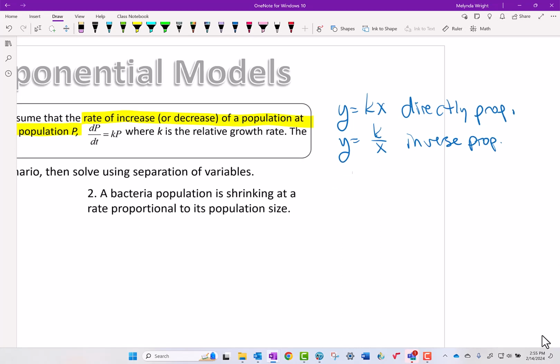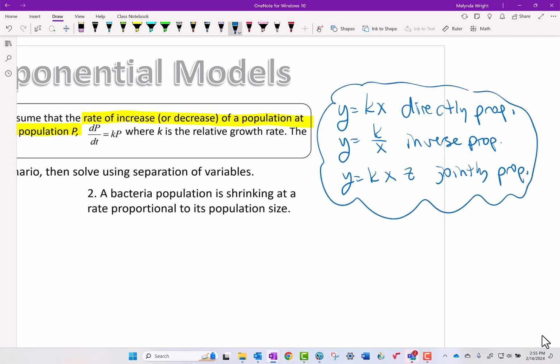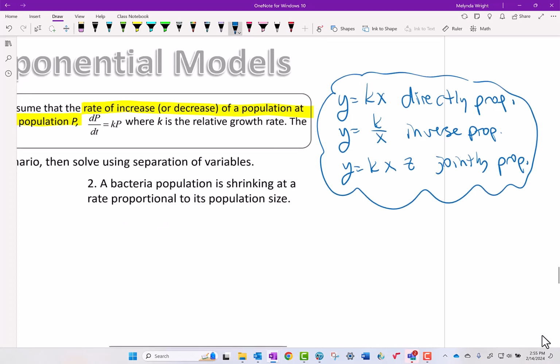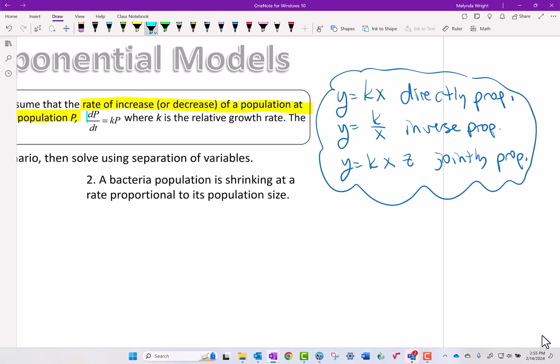Remember that one, which would be like two things multiplying, like x times z or something. This is jointly proportional. So these concepts are what we're building off of with exponential models. Many of the ones we're going to do have direct proportionality. They're directly proportional. And these are formulas we have to memorize. I know you're really excited about that.